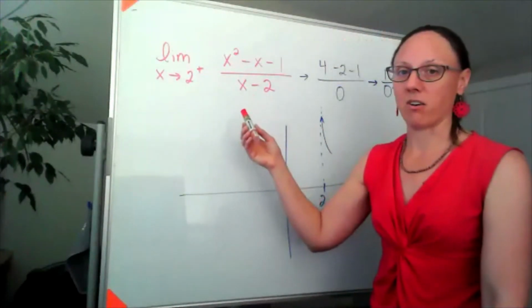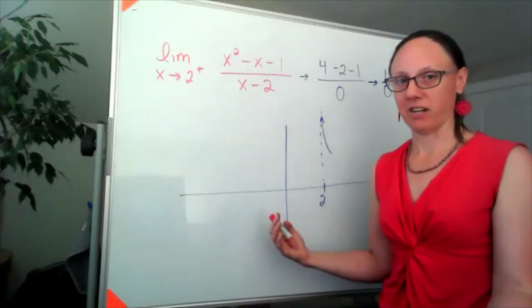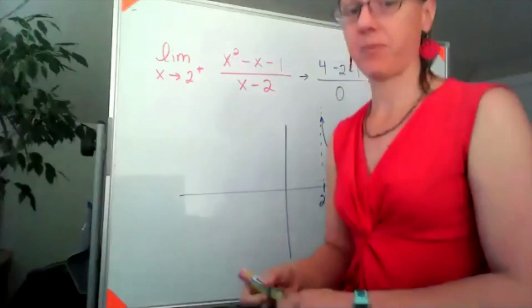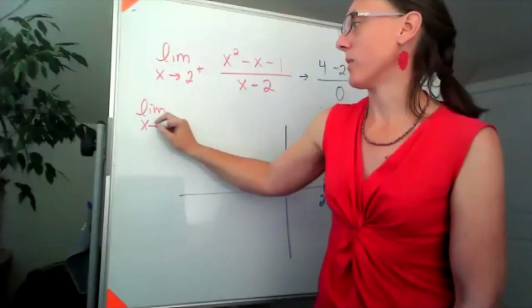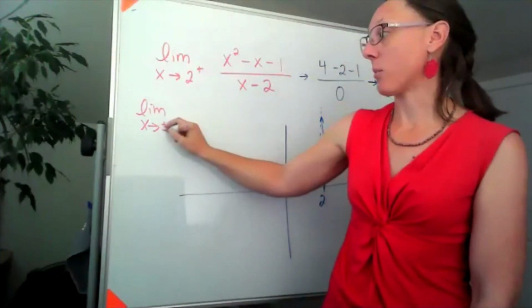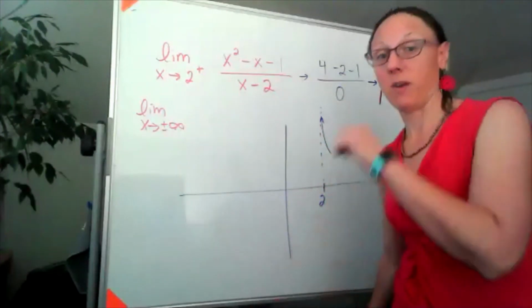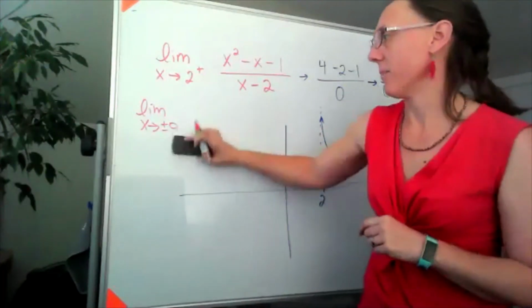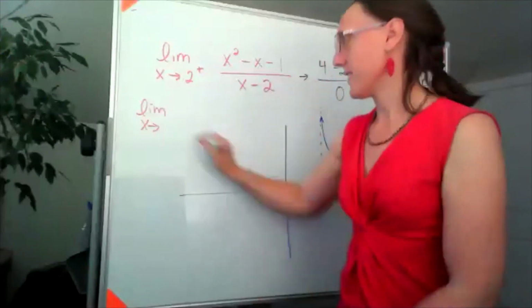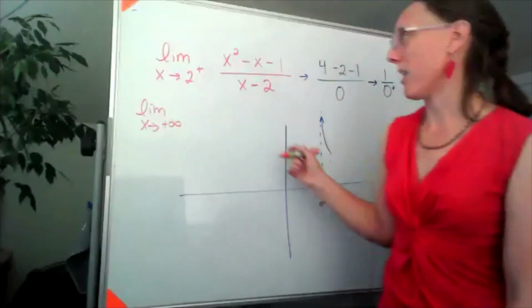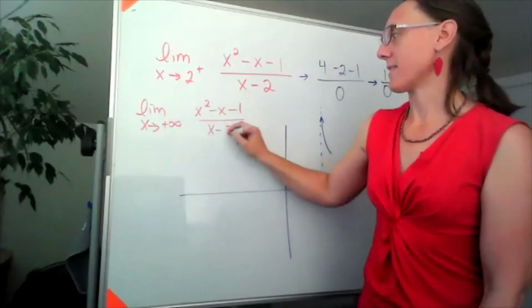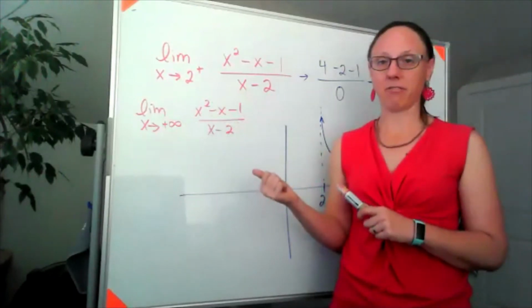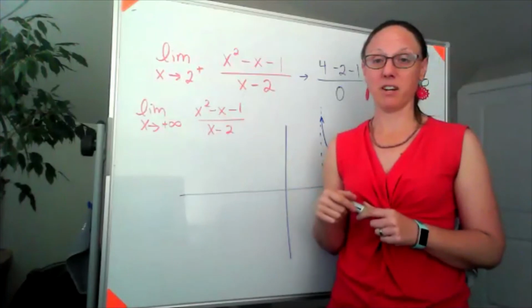What about a horizontal asymptote? If I wanted to fill in a little bit more on this graph, to find the horizontal asymptote, I'm going to need to know what the limit is as x approaches either positive or negative infinity, right? We're going to have to look at both this time. So if I look towards positive infinity, x squared minus x minus 1 over x minus 2, plug in that infinity, I've got infinity over infinity.